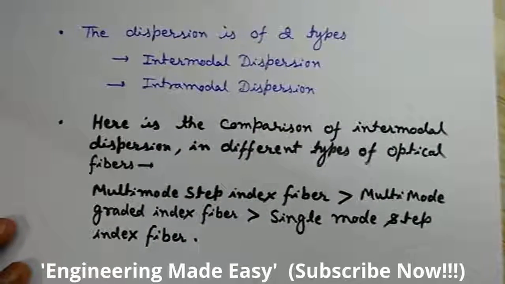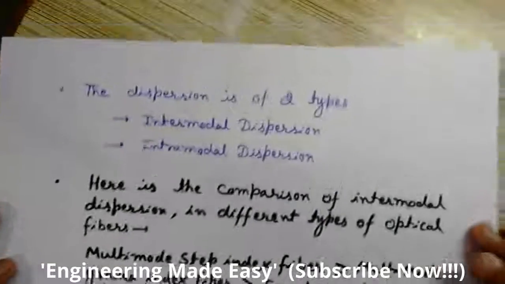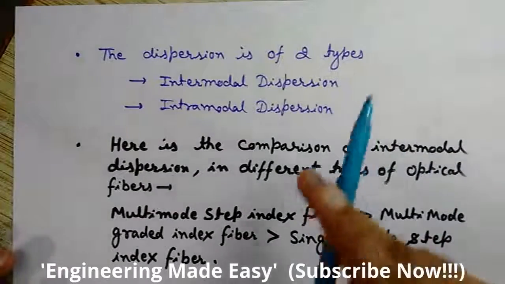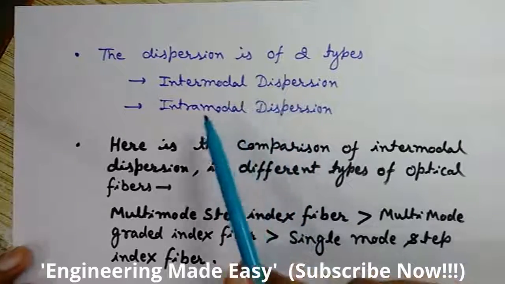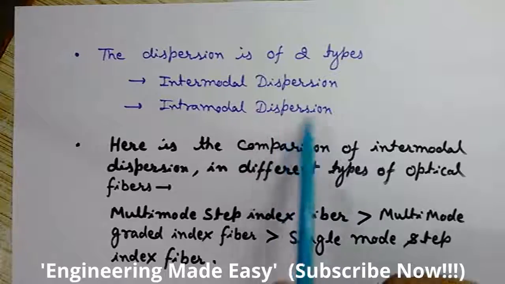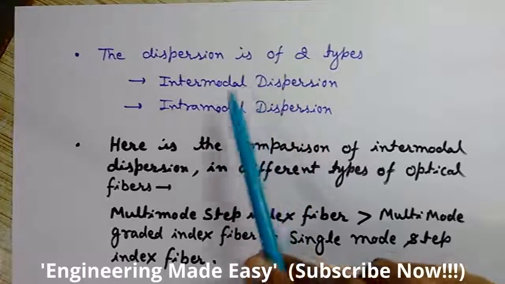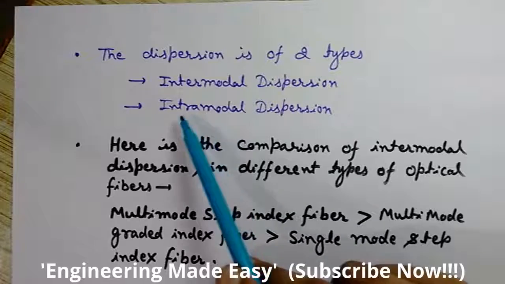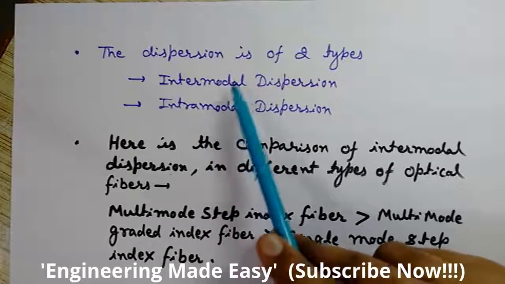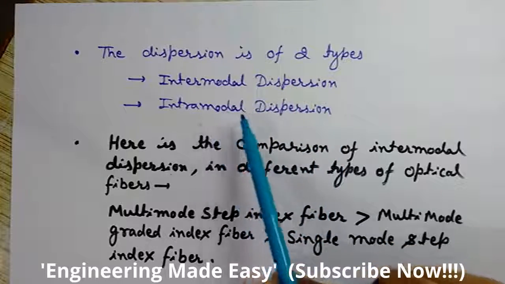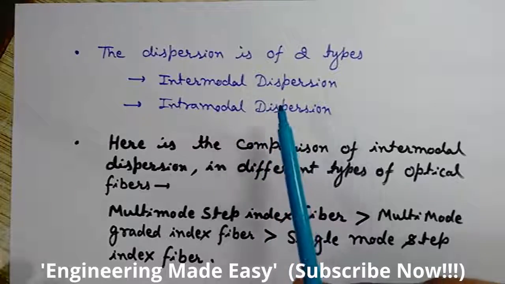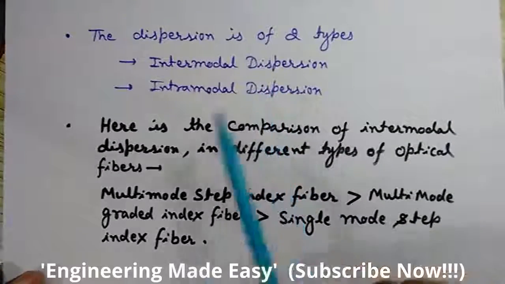Now a few points about dispersion. Dispersion is of two types actually, intermodal dispersion and intramodal dispersion. We will deal with each of these. Intermodal means between the modes, various modes of propagation, and intramodal dispersion means within the same mode. Just keep this in mind, we will discuss it later.